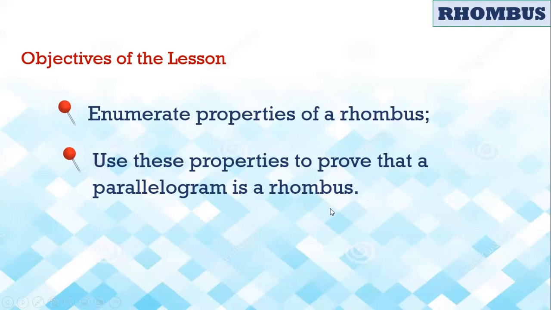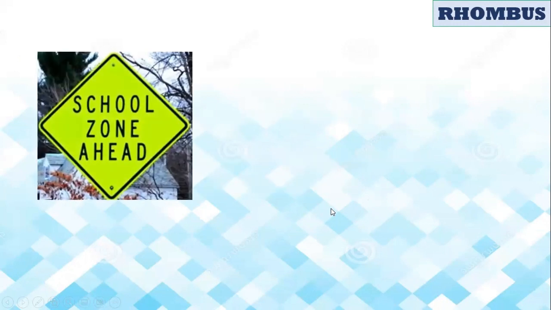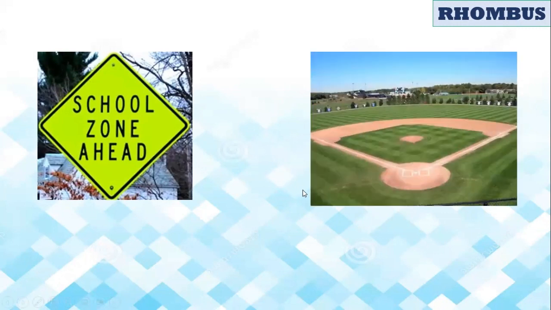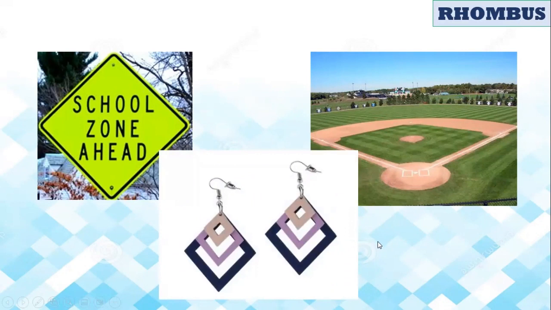Let's have examples of objects that look like a rhombus. We have a traffic sign. We also have a baseball field. And it can also be a design for accessories like jewelry.